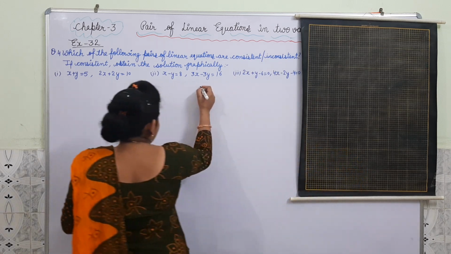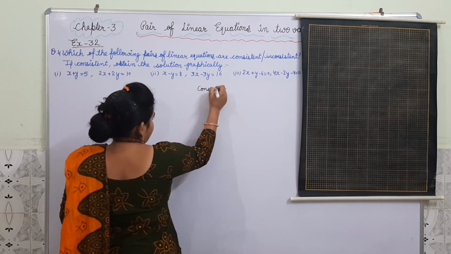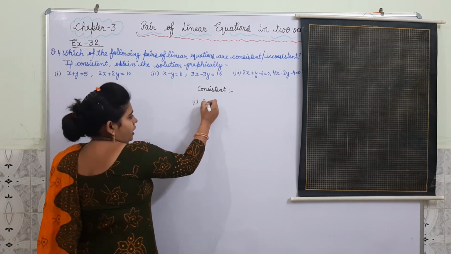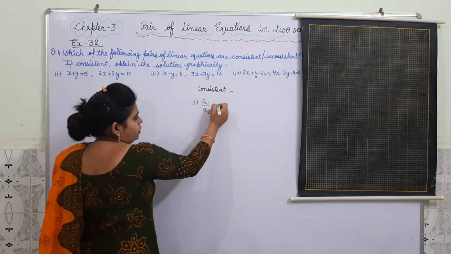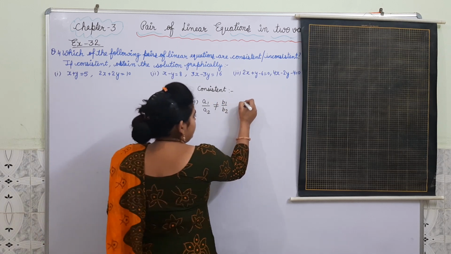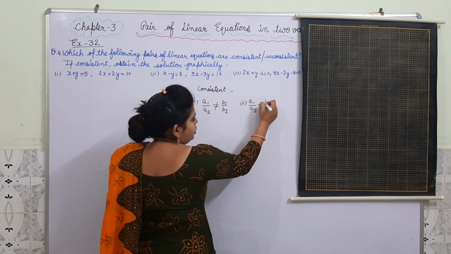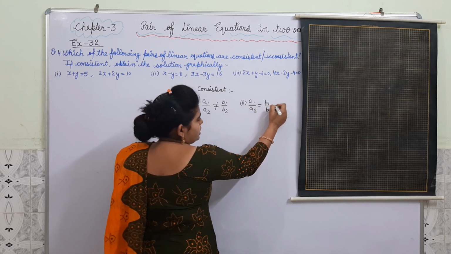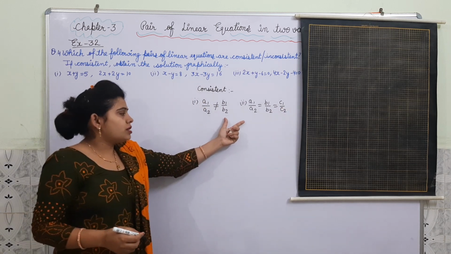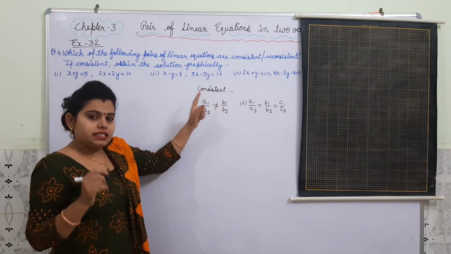For consistent condition, there are two possibilities. One is a1 by a2 not equal to b1 by b2, and the second condition is a1 by a2 is equal to b1 by b2 is equal to c1 by c2. There are these two possibilities. In that case, the pair of linear equations can be consistent.